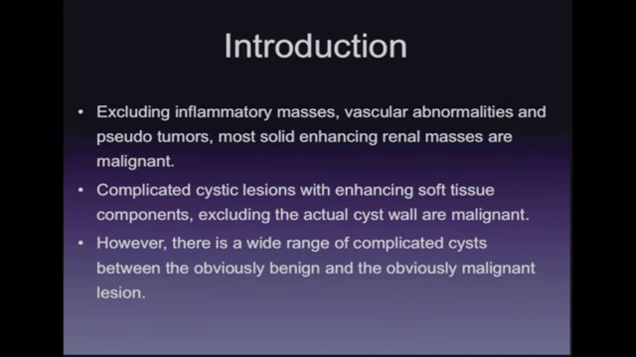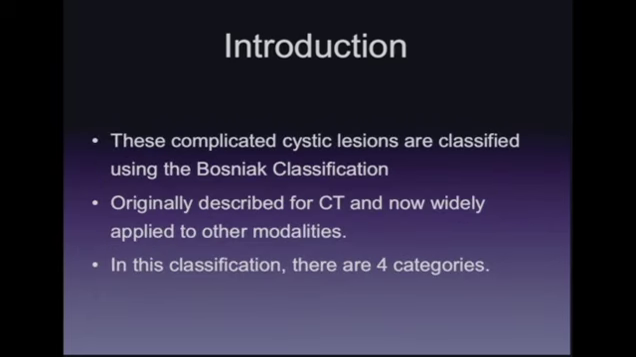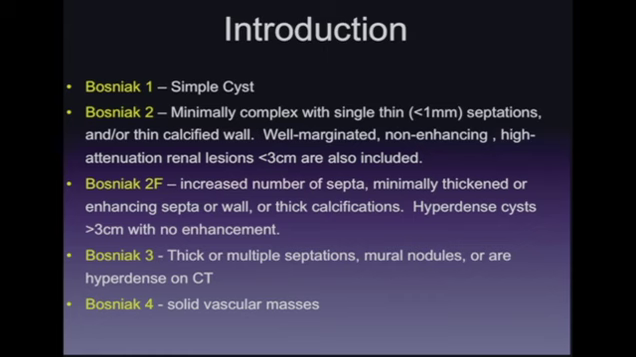However, there is a wide range of complicated cysts between the obviously benign and the obviously malignant lesion. These complicated cystic lesions are classified using the Bosniak classification. This was originally used to describe CT findings, but is now widely applied to other modalities. In this classification, there are four categories. A Bosniak 1 is a simple cyst. A Bosniak 2 is a minimally complicated cyst with a single thin, less than 1 millimeter septation and/or thin calcified wall. Well-marginated, non-enhancing, high attenuation renal lesions less than 3 centimeters are also included in this category.